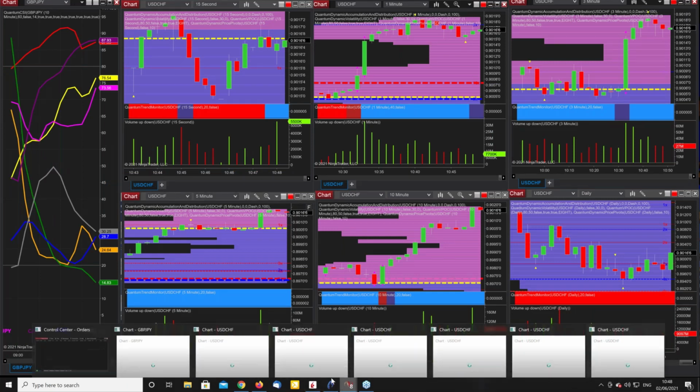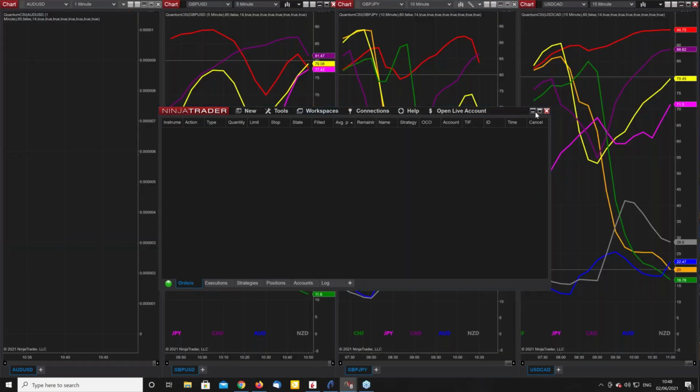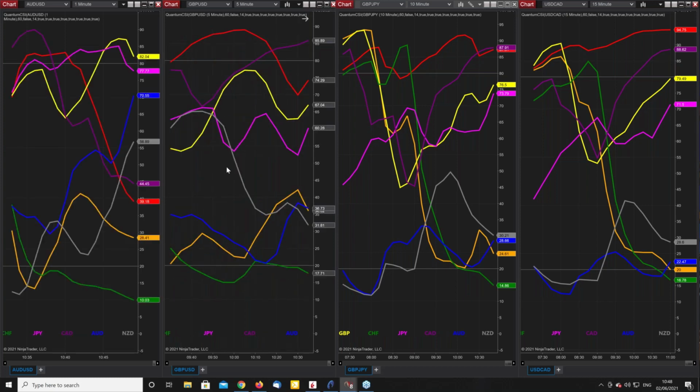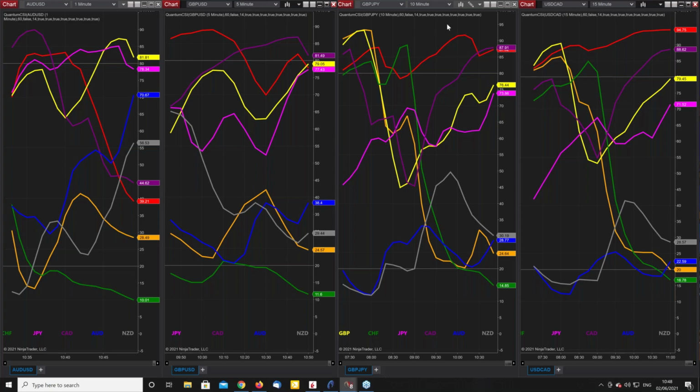Just have a quick look at the CSIs, multiple CSIs, see what's going on. Current strength multiples, there we go. Basically, this is what we're seeing. I've got the 1 minute here, the 5 minute, the 10 minute, and out to the 15. The dollar, as we can see, right up at the top, is very strongly overbought. The Swiss franc is at the bottom. We've also got the euro down there, and the Aussie down here also.